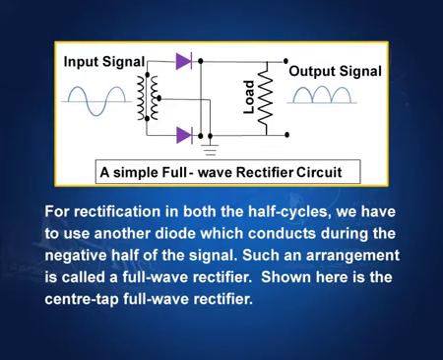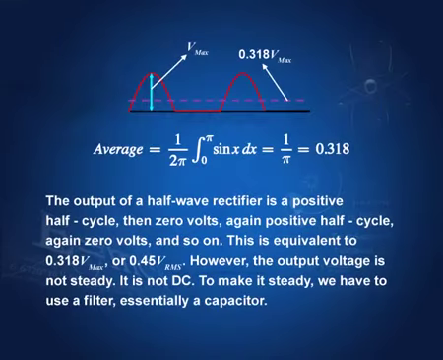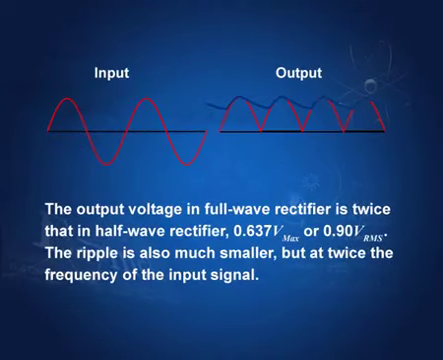In the full wave rectifier, we have output like this, where all this negative part also has been rectified to become positive, and the average now would be twice that in the earlier case. The earlier average was how much? 0.318. Now, because we have all the halves there, the average becomes twice, and therefore it is 0.637 V max or 0.90 V RMS.